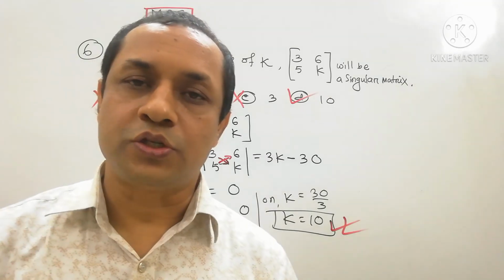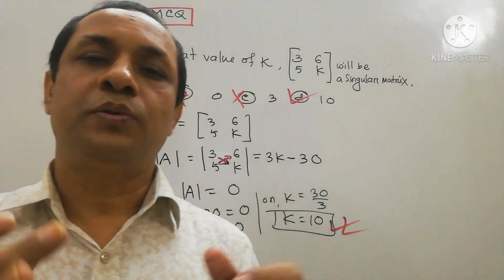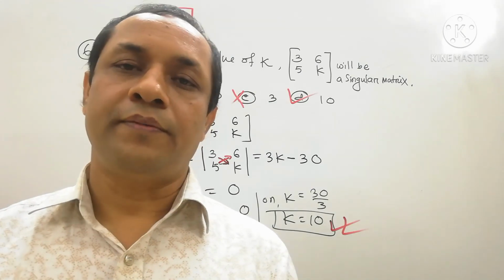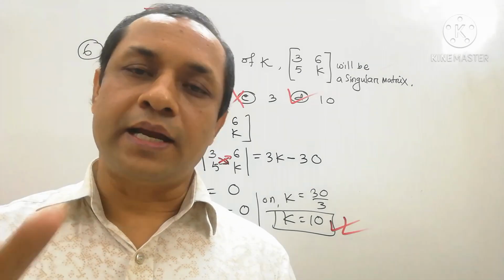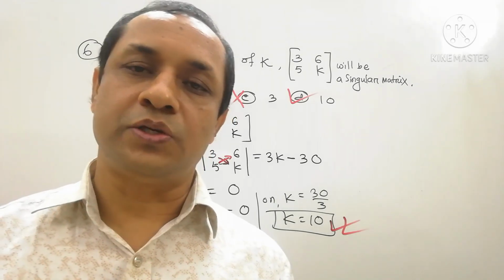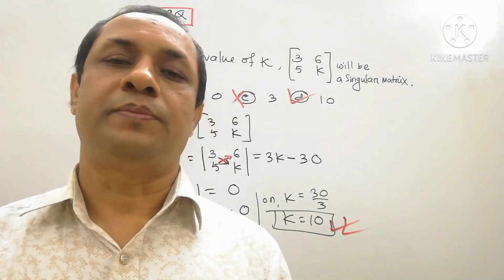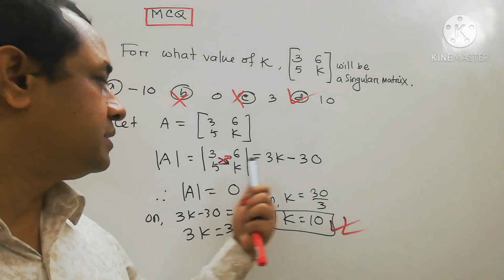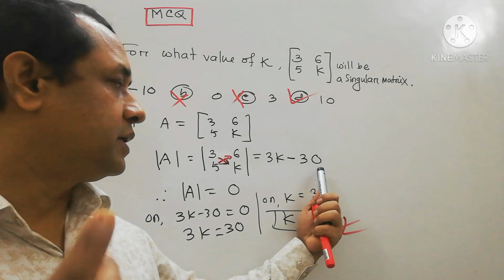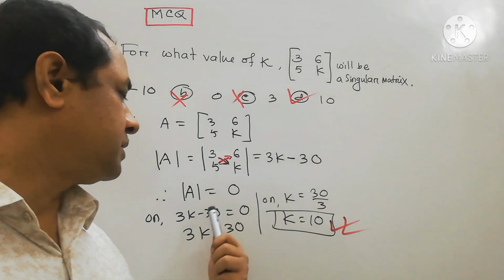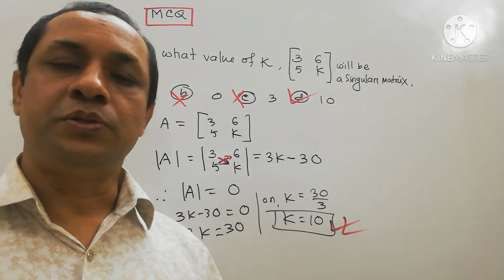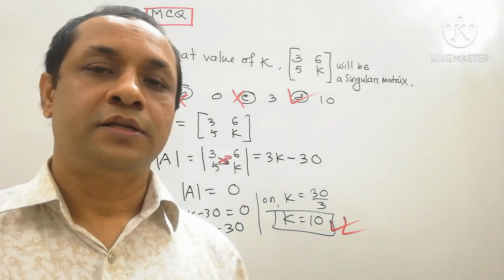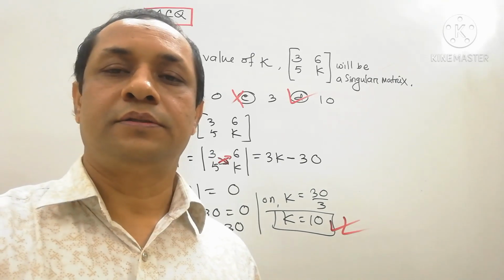So memorize it, student. What is a singular matrix? Singular matrix means any matrix A whose determinant value is 0 is called a singular matrix. Now the value of the determinant A is 3k minus 30. So we know that it is a singular matrix, so 3k minus 30 equals 0, so the value of k equals 10. I hope that student you are clear.